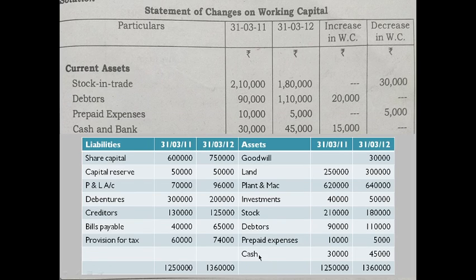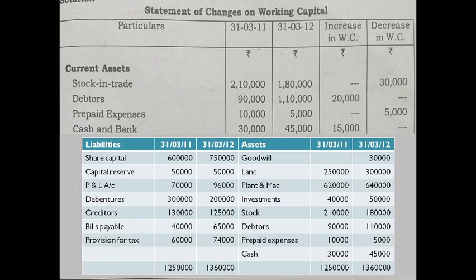Next one, cash or bank. In the beginning it was 30,000. In the closing it was 45,000. So there was an increase in the value of the asset, so it is considered as an increase in working capital. The difference amount has to be shown in the appropriate side of the column.